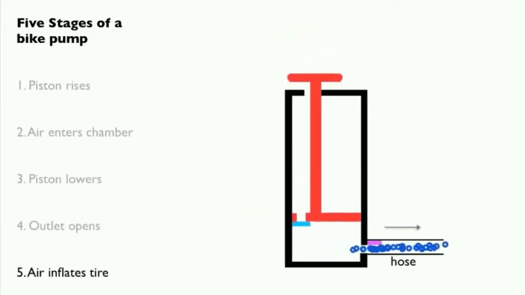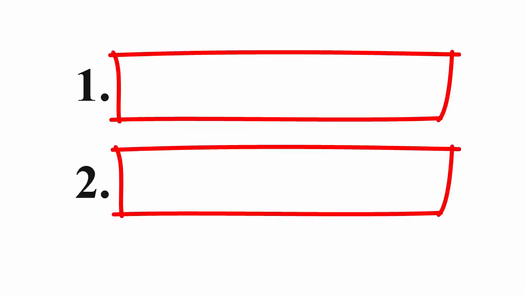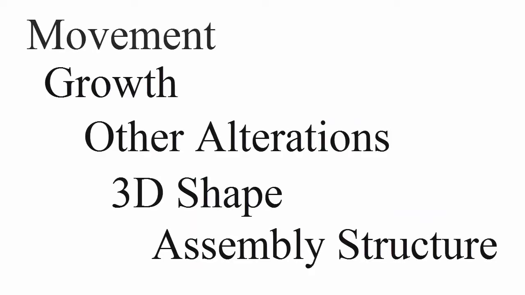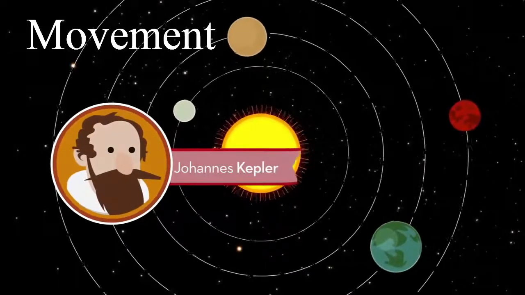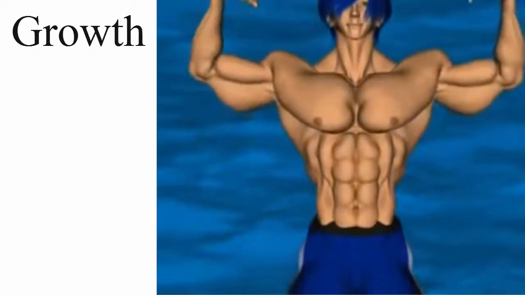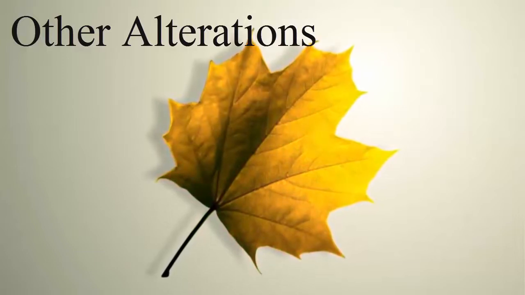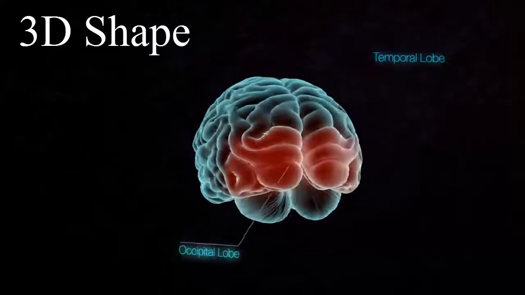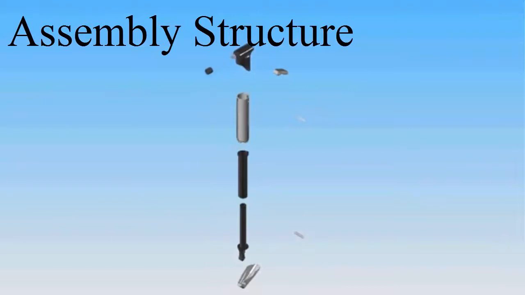With that in mind, when you think about purposes, animations can have 2 basic functions: a representing function and a directing function. Animation can illustrate all kinds of movements and changes. Movement, such as change of position of objects. Growth, such as change of size or form. Other alterations, such as changes in color or texture. It can also show the 3D shape of a static object by permitting a virtual walk-around of the object, and the assembly structure of complex static objects by showing how the object is composed from its parts.